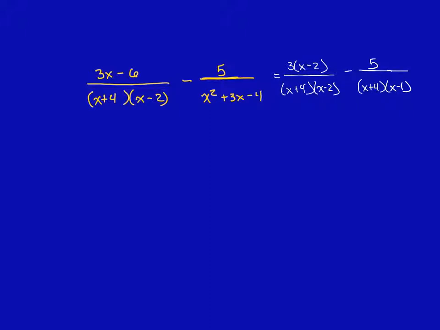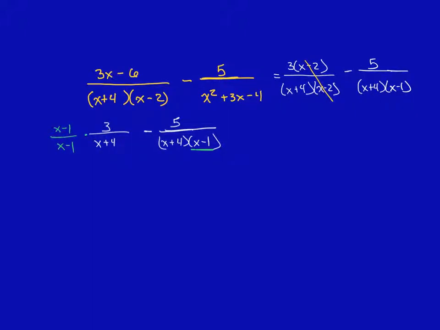And you guys can see that the x minus 2 will divide out. So that means we are actually left with 3 over x plus 4 minus 5 over x plus 4 times x minus 1. And so the x minus 1 is the missing denominator, so we're going to multiply this fraction on the left by x minus 1 over x minus 1.